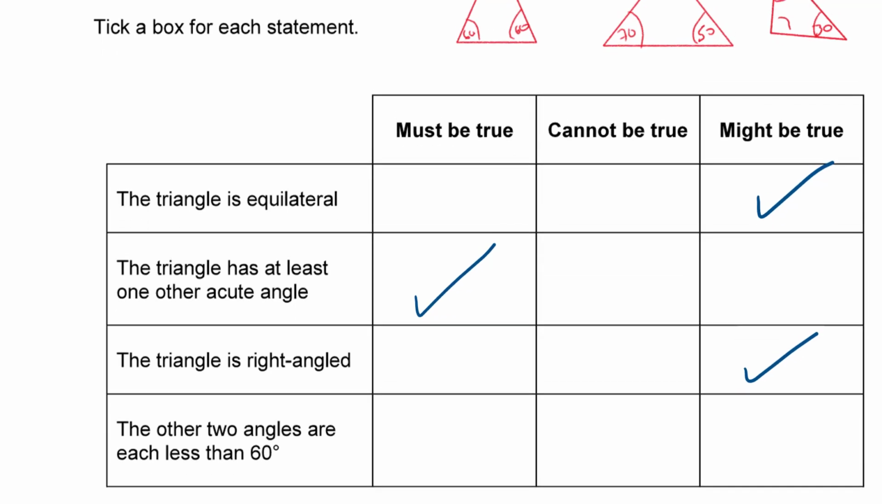And then the last one is the other two angles are each less than 60. And again, if one of them is 60, then we have to share out 120 between the other two angles. So if one is less than 60, the other one has to be more than 60, so that cannot be true. So it cannot be true.